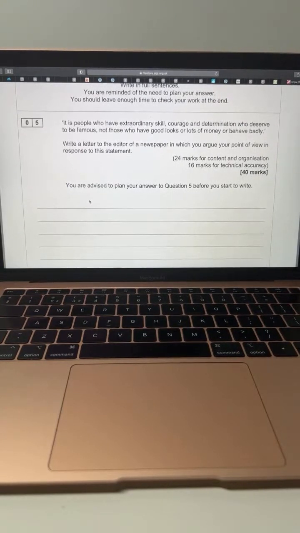If you have an anecdote, it has to be linked to the statement or your point of view, what you're arguing. If you can't think of one, obviously don't stress over it. It's not the end of the world. But if you can use one, it can help you potentially get top marks. It's literally a short story from something that happened in the past.